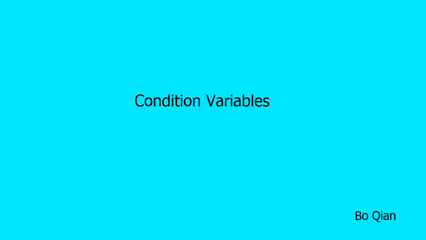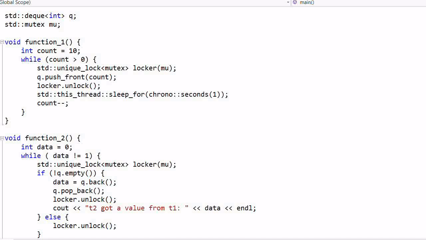Hello, today we'll talk about condition variables. In the last two videos, we have talked about how to use mutex to synchronize the access of common resources among the threads. Today we'll talk about another synchronization issue, which using mutex alone cannot help us solve.